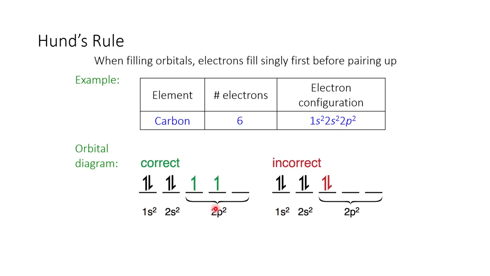They like to line up with parallel spin first. They don't like pairing, that's just what they do. The magnetic field and their angular momentum causes them to have a lower energy when they line up in separate orbitals with parallel spins. So this is what we actually observe. We do not observe this. And there are ways that this can be tested. So when filling the orbitals, you want to fill them singly first before pairing up.